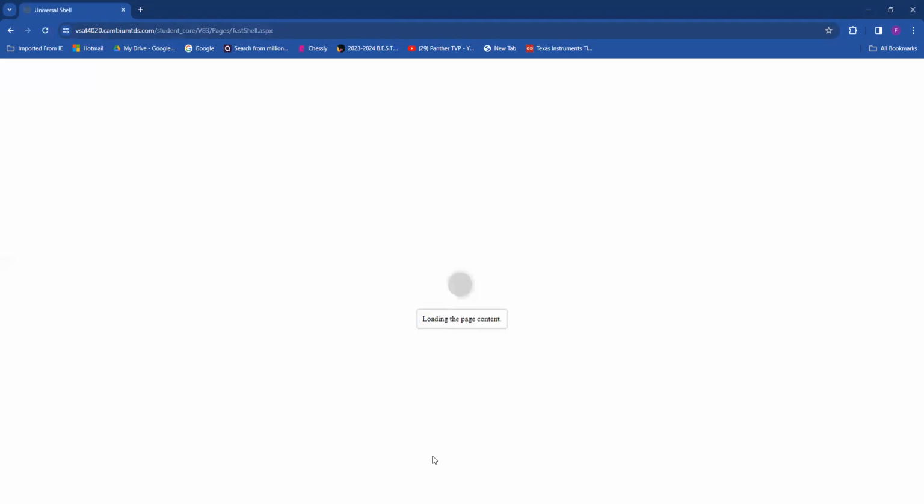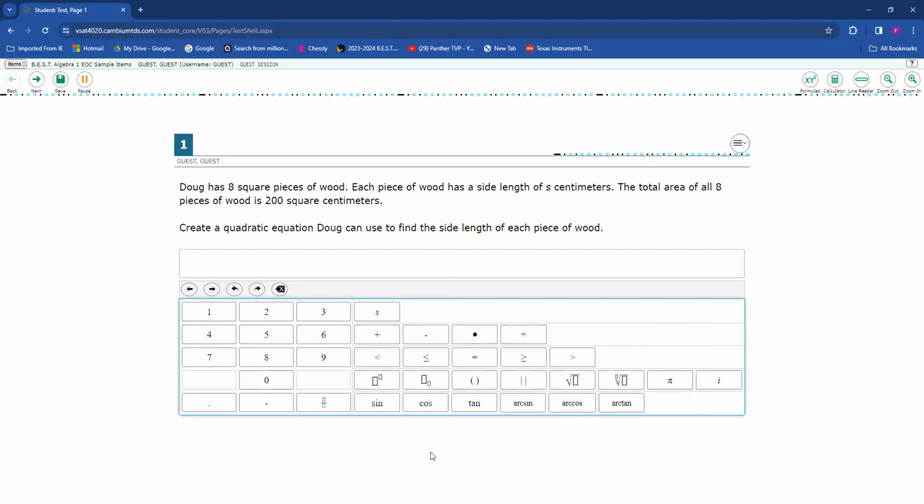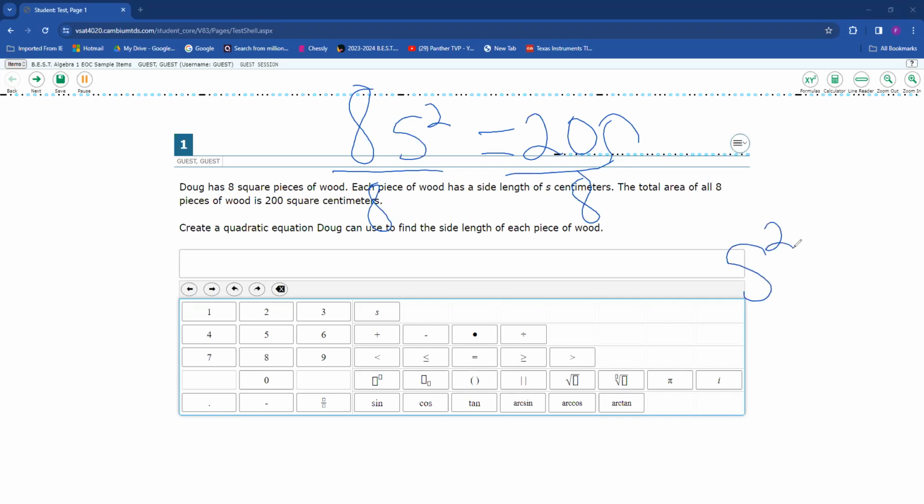You can do this at FS Assessments and try this yourself. So with the first question, we had said that if S is the side of a square, then the area is S squared. But we have 8 of them. That's going to be equal to 200. If we needed to solve for S, we divide both sides by 8. And it turns out that S squared is equal to 50, right?